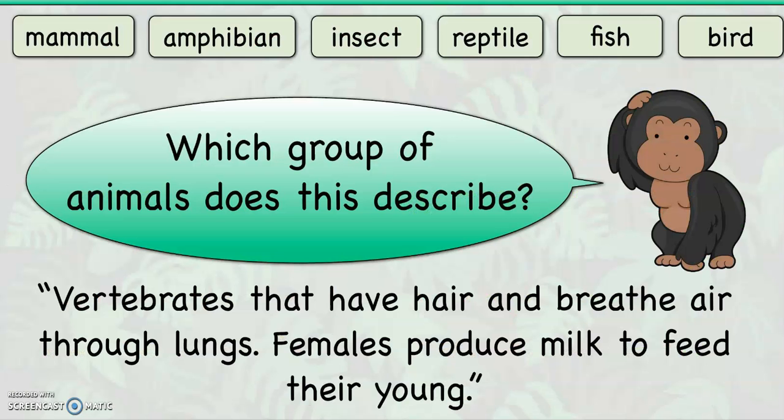For question 2, which group of animals does this describe? I'm a vertebrate that has hair and breathes air through my lungs, and females produce milk to feed their young. Is it a mammal? Is it an amphibian, an insect, a reptile, a fish, or a bird? Which one are you going to choose for this question?